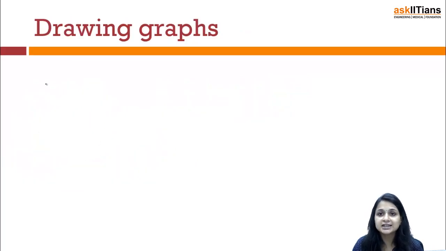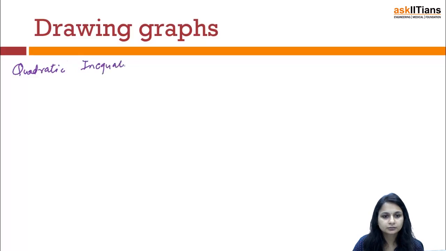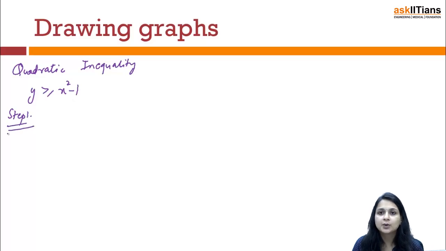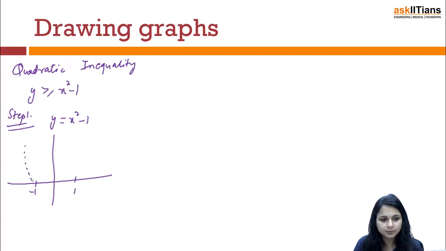Now, what happens if I take a quadratic inequality, as in y greater than equal to x square minus 1? So what is the step number 1 that we will be doing, students? We will be drawing the graph of y equal to x square minus 1. So definitely it is a parabola with mouth upwards. It will have two solutions, minus 1 and 1. So it would be a graph like this. That's the minimum value at this point.